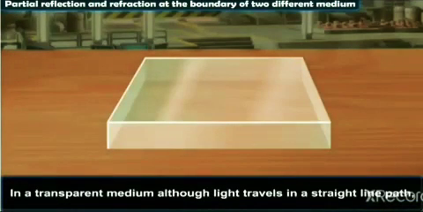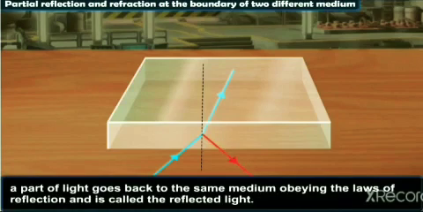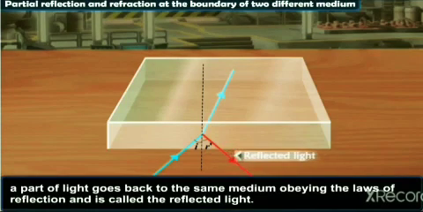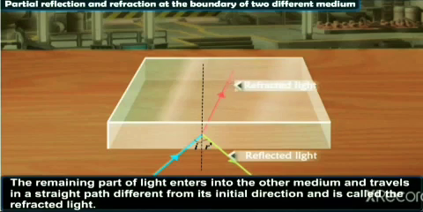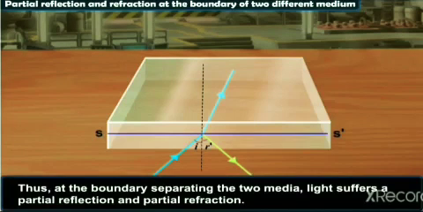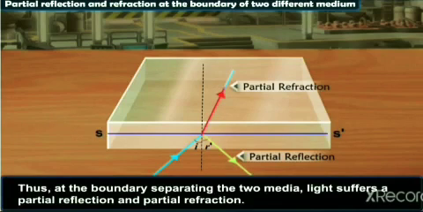In a transparent medium, light travels in a straight line path, but when a ray of light traveling in one transparent medium strikes obliquely at the surface of another transparent medium, a part of light goes back to the same medium, obeying the laws of reflection, and is called the reflected light. The remaining part of light enters into the other medium and travels in a straight path different from its initial direction and is called the refracted light. Thus, at the boundary separating the two media, light suffers a partial reflection and partial refraction.